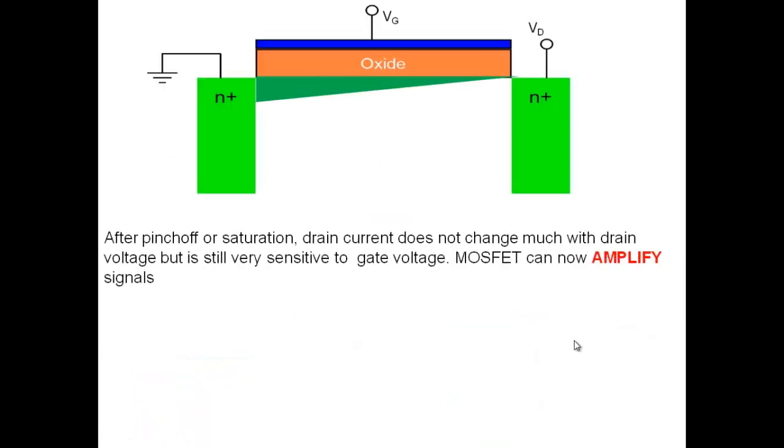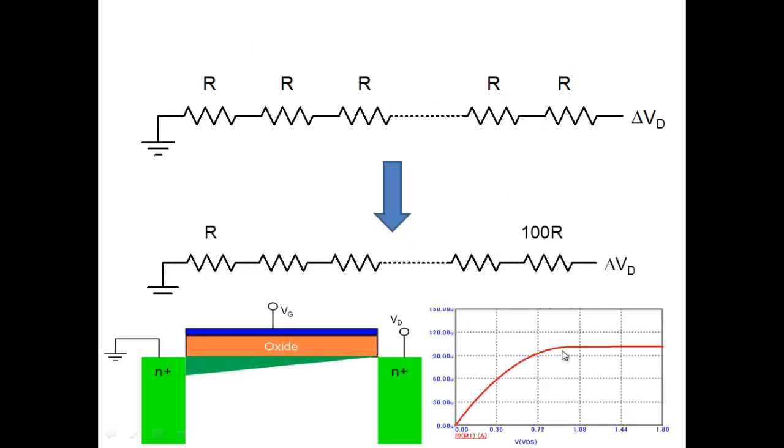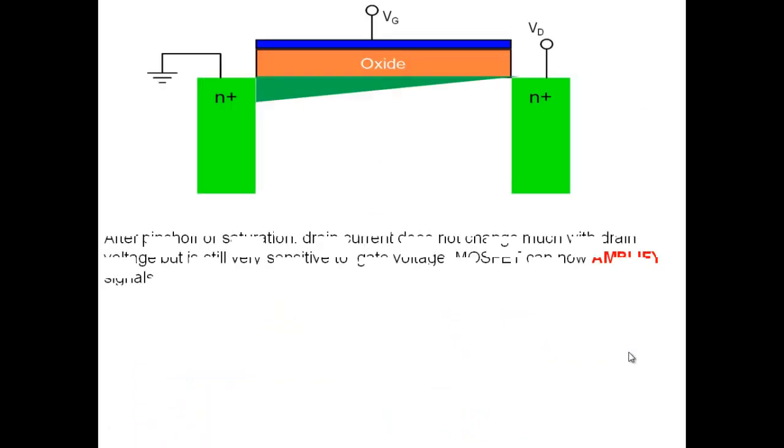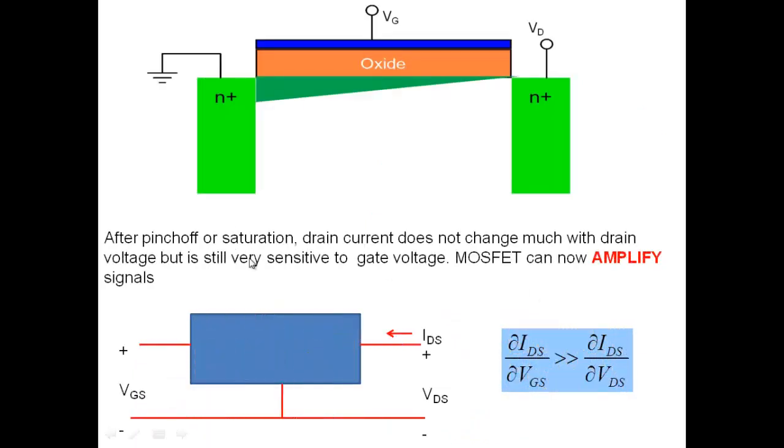All right. After pinch-off, something very interesting happens. Once the pinch-off occurs, the drain current is no longer responding to drain voltage. Any change in drain voltage is no longer changing current. So now what is interesting is the following. After pinch-off or saturation, drain current does not change much with drain voltage, but is still very sensitive to gate voltage. Because as you change the gate voltage, it will change the amount of inversion charge, and as it changes the amount of inversion charge, the current changes.